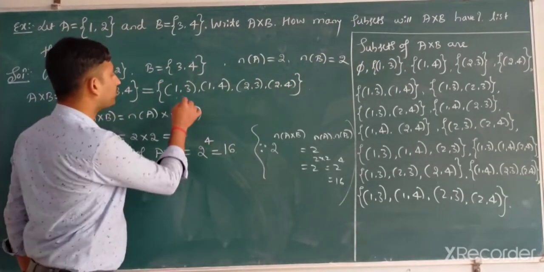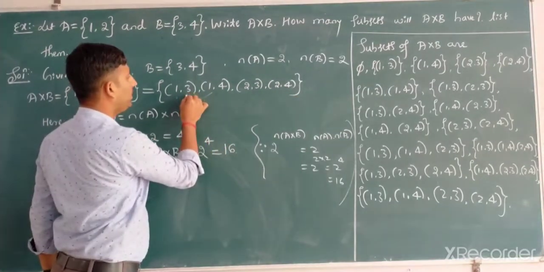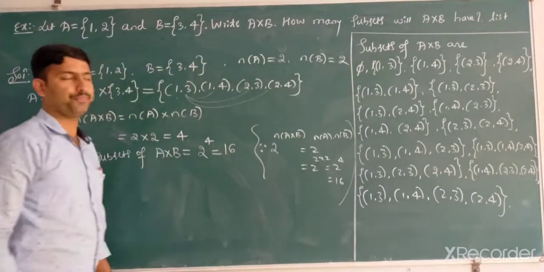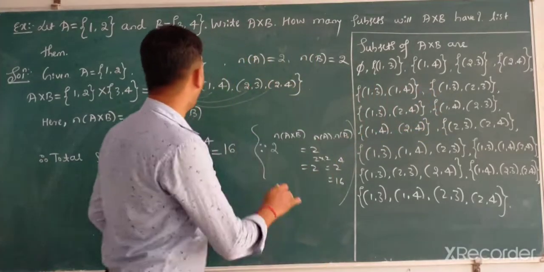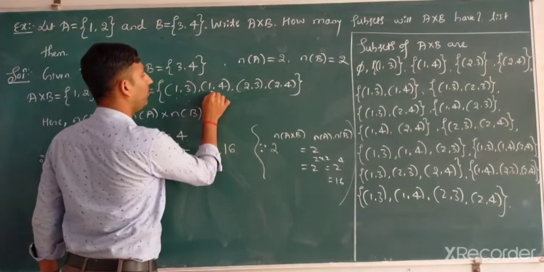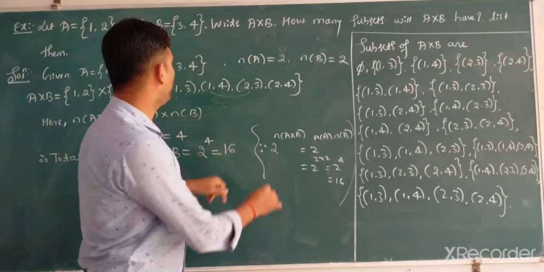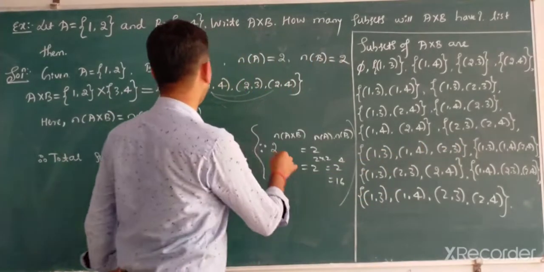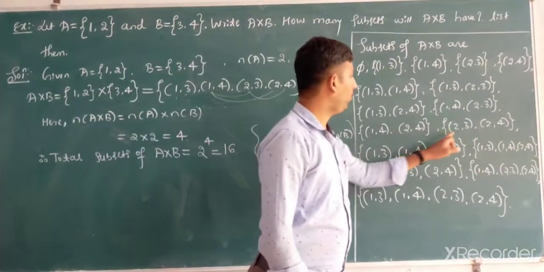After that, in cyclic order, the two-element subsets: {(1,3),(1,4)}, {(1,3),(2,3)}, {(1,3),(2,4)}, then {(1,4),(2,3)}, {(1,4),(2,4)}, and {(2,3),(2,4)}. Correct?